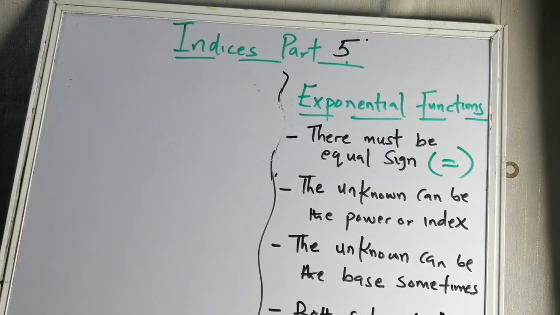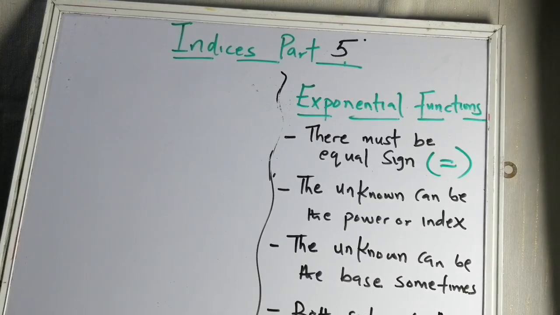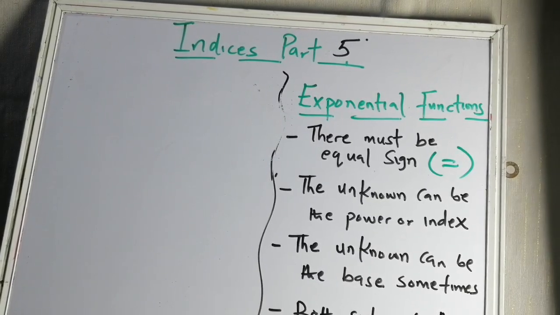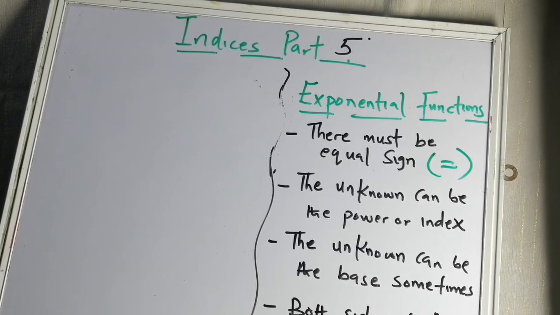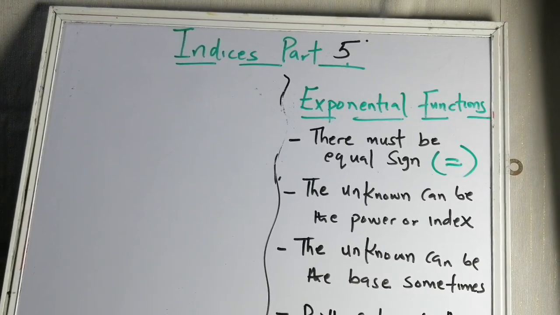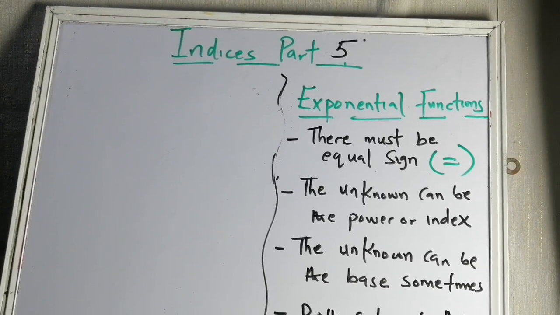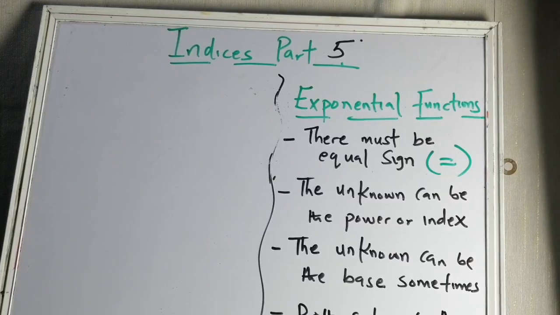Okay, and we are moving forward. So this is exponential functions. Under exponential functions, you need to note some things. For exponential, there must be an equal sign. Equal sign is common everywhere, like equation. When they say equal, equation, they pick equal from equation. You understand? Equal sign must be there. So that's the first condition.